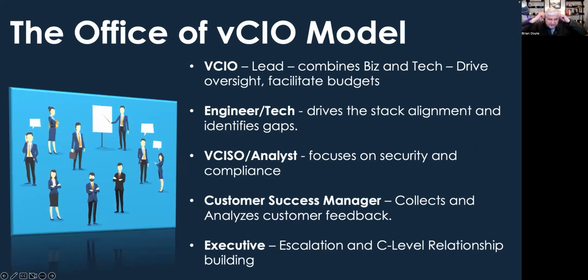So the Office of vCIO model consists of 5 different roles. But what I want to be clear about here is that doesn't necessarily mean 5 different people. It depends on how your organization operates, and some of these roles can be overlapping roles. At the top there, you see the vCIO, and that's the person that's really going to be the lead for the account.